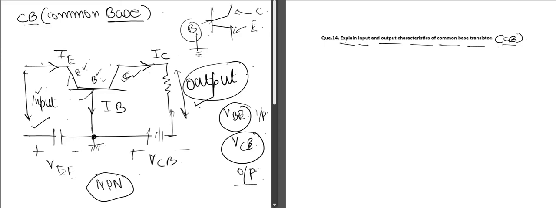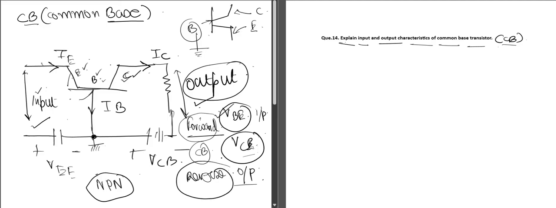In all the configurations, this base emitter junction is always forward biased. This is the main configuration for the transistor operation. And V_CE is the output voltage, but the base emitter junction is forward biased, and the collector base junction, which is the CB junction, is reverse biased. So this is the configuration of a transistor.